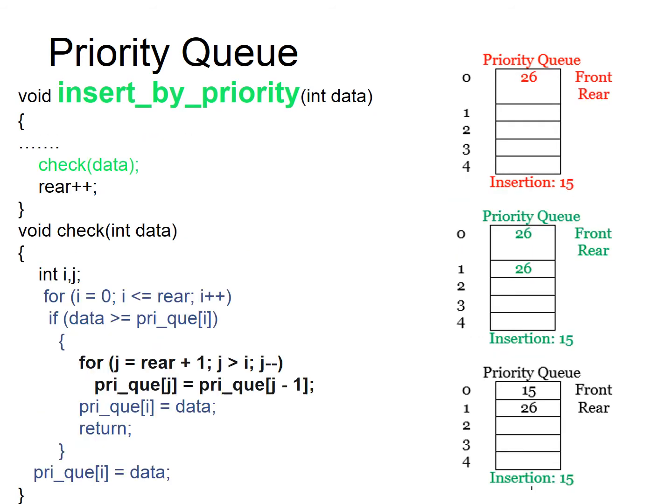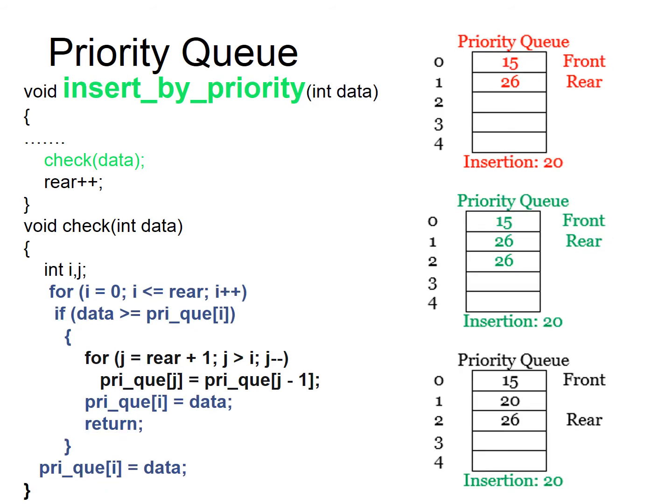Now I'm going to insert the next element. You can see in the diagram 26 is already inserted. Now I am going to insert 15. So while inserting 15, I have to check the priority. So how do I check the priority? You can see the function check priority. I check the data which is to be inserted, comparing it with all the values that are present in the priority queue. So it will find the right position where it has to be inserted. Until then, each and every element will be pushed one cell down. You can see 26 is moved to the next position, and because 15 is less than 26, it will insert the element in the 0th position. Now rear will be incremented.